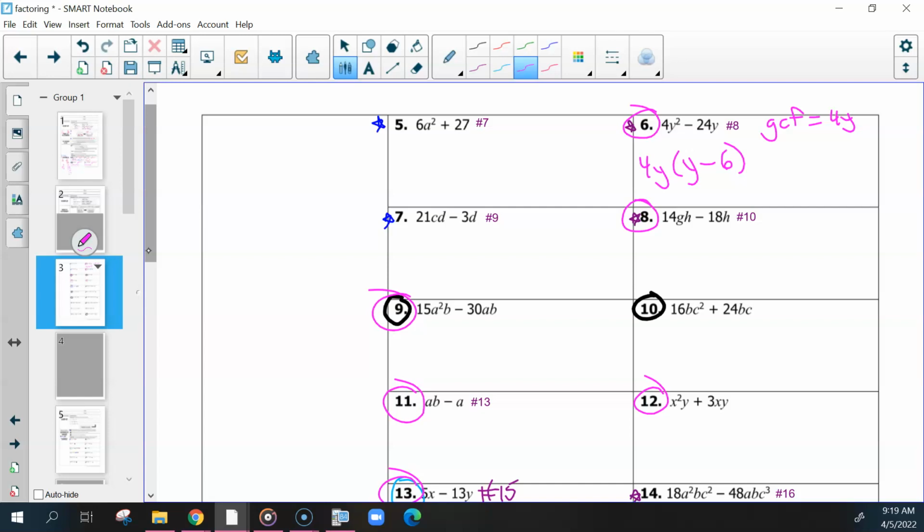2. Sometimes the highest number isn't very high at all. Do you have anything else in common? Not both of them, but one of the variables can be taken out, the h, not the g. If we divide both of these by 2h, what's left? 7g minus 1.